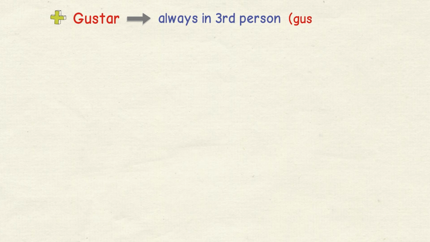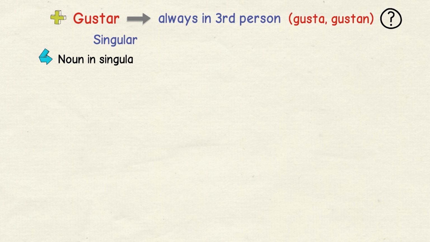After the pronouns, you add the verb gustar, only conjugated in the third person. Gusta or gustan in the present tense. When is it gusta and when is it gustan? It is in the singular when there is a noun in singular after the verb, always followed by a definite article.